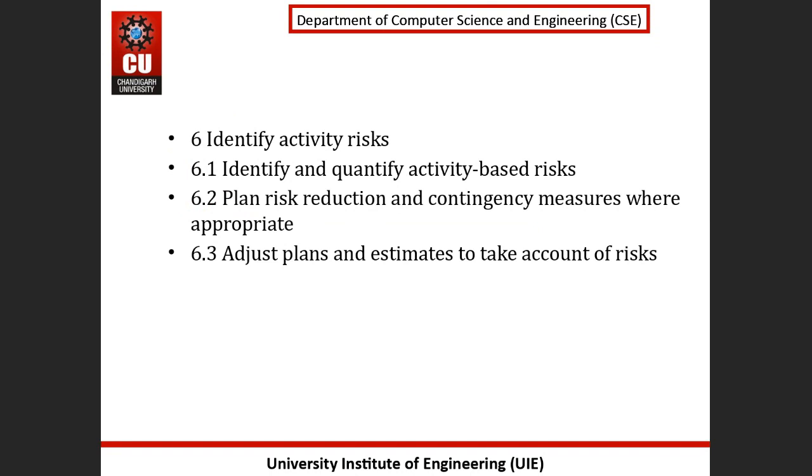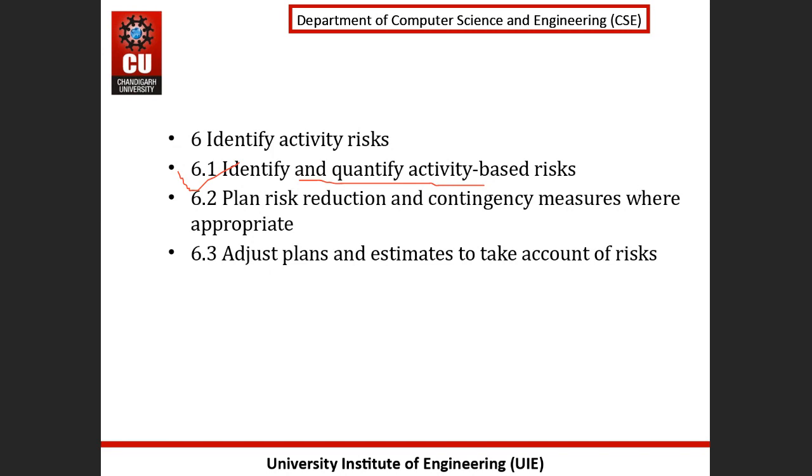Next we have identify activity risk. Is the point clear to everyone? If we are performing an activity, then what kind of risk is there in this? We will monitor that, we will control that risk. So first we identify and quantify the activity-based risk. We will identify what kind of risk it is. We will quantify whether it is a high, low, medium, or critical kind of risk.